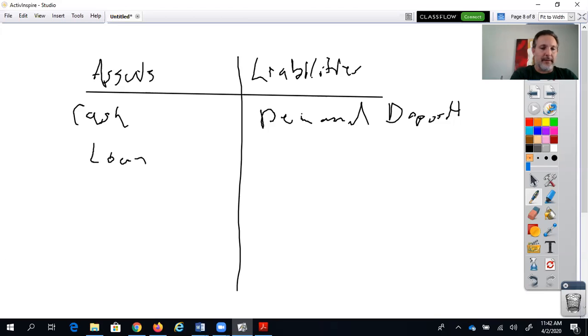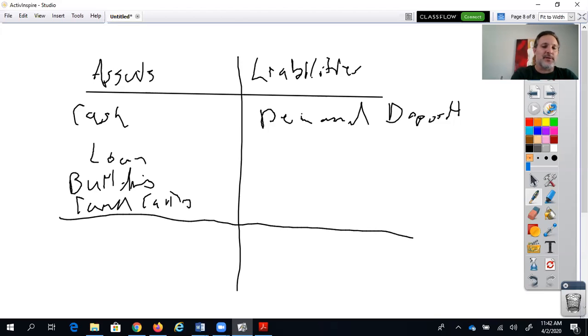And you might have buildings, land, and equipment. So you might have a bunch of assets, a bunch of liabilities, but the bottom line is these two have to balance. Again, on a balance sheet, these two have to balance.